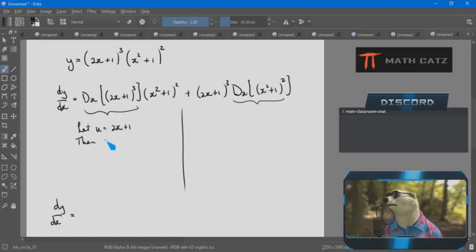Then I'm just going to call, let's call this f. Oh, I said f, but I didn't write f. Let's call it f. And we'll call this one later g. I can't call them y. y is this original function. So f is then u cubed.